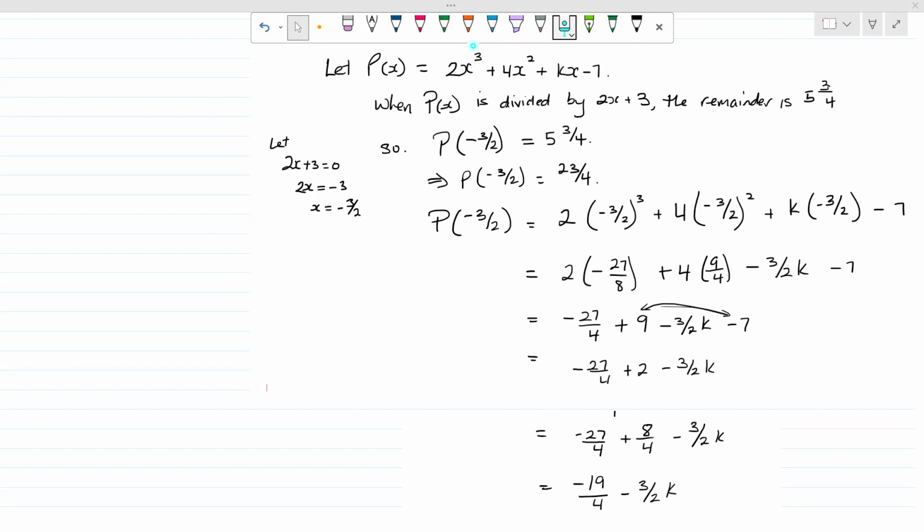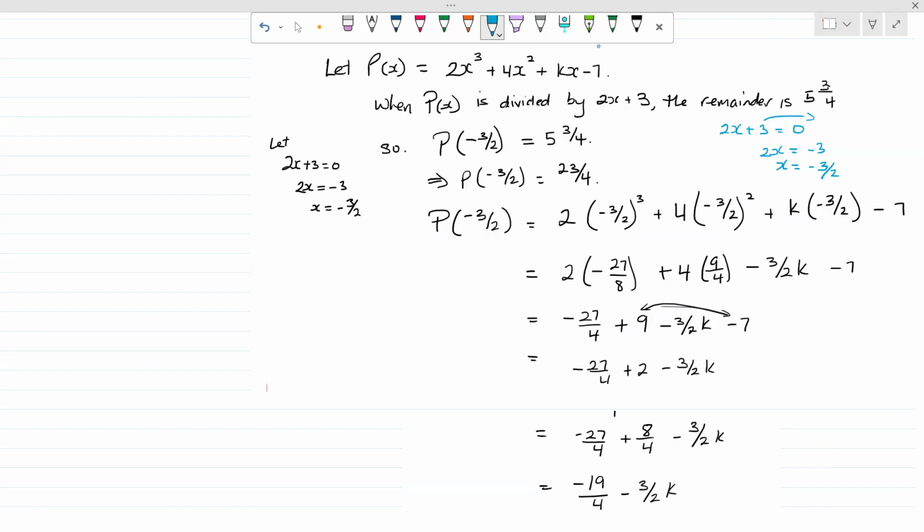Now, we're taking this 2x plus 3, and you just want to find the value of x that we could substitute in today. So we put it equal to 0. We carry this across. We're going to get negative 3, and then we divide throughout by 2. So the value of x that we want to substitute into our function, into this polynomial, is negative 3 over 2. Now, when that is substituted inside of here, the remainder is 5 3/4.